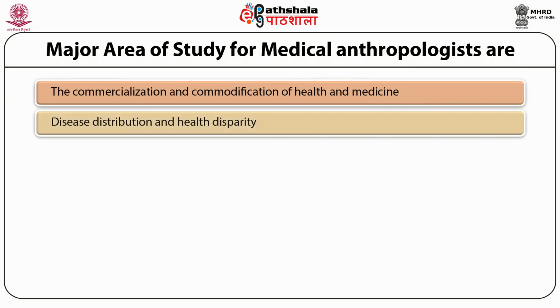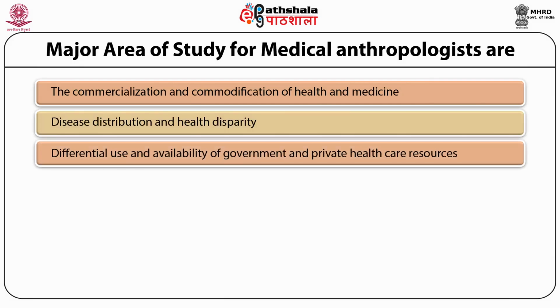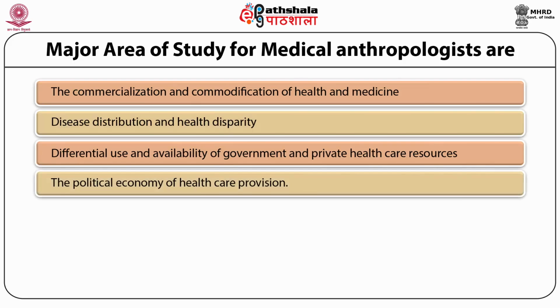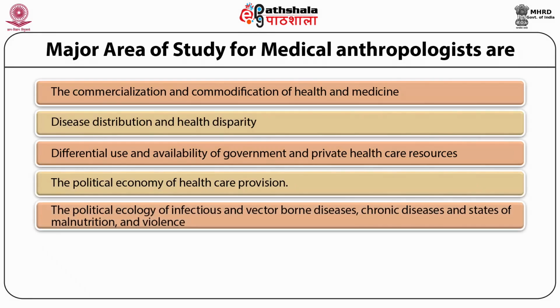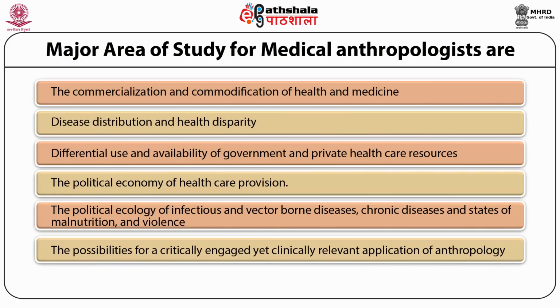16. Disease distribution and health disparity. 17. Differential use and availability of government and private healthcare resources. 18. The political economy of healthcare provision. 19. The political ecology of infectious and vector-borne diseases, chronic diseases, and states of malnutrition and violence. And finally, 20. The possibilities for a critically engaged yet clinically relevant application of anthropology.